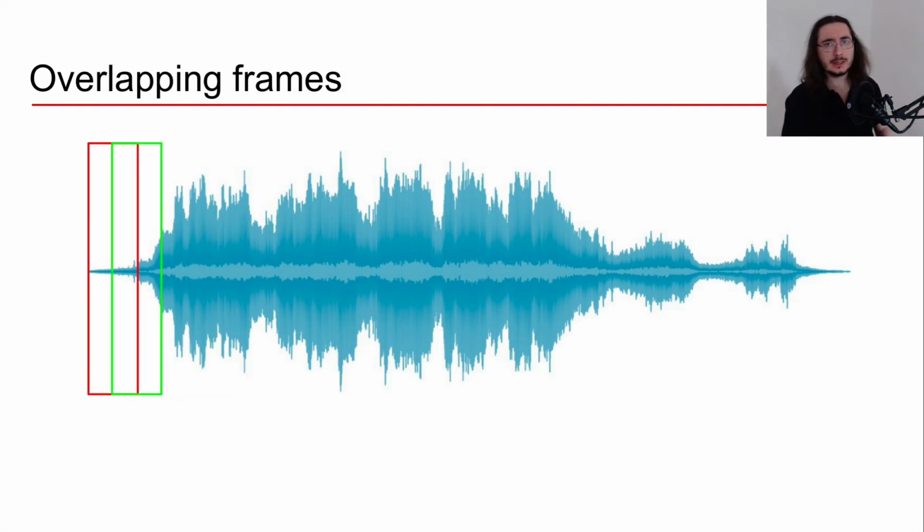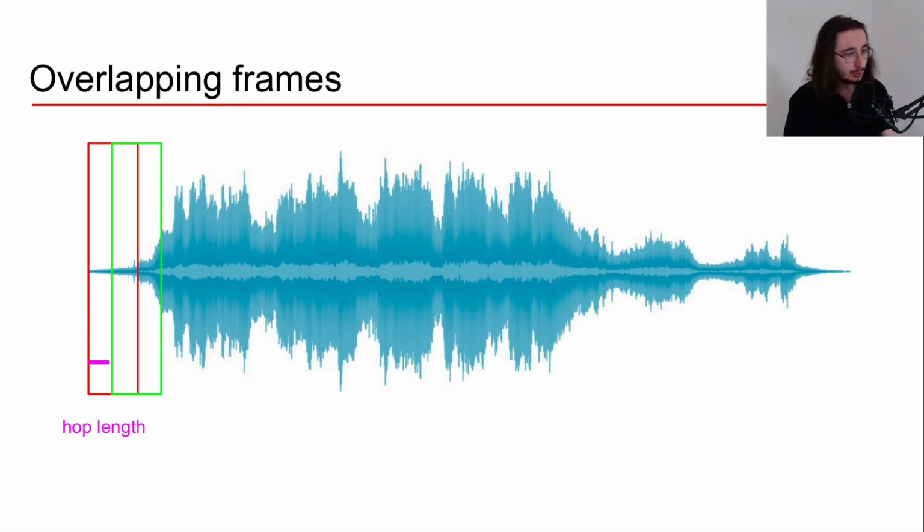Okay, so now let's take a look at a couple of important concepts. We already saw the frame size, which is the number of samples that we consider for each frame. And then we have another very important concept, which is called the hop length. Sometimes you'll hear this concept referred to as hop size. So the hop length tells us the number of samples that we shift to the right every time we take a new frame.